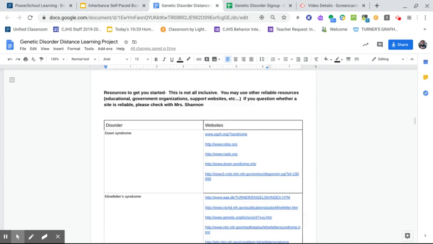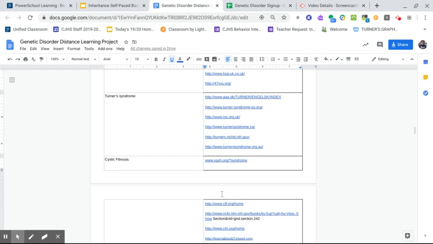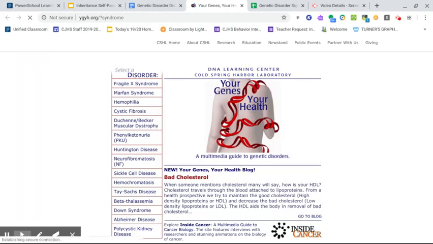And then down here, once you pick, and if you've already picked a disorder, I really hope that you saw that there were more pages on here. I believe for every disorder that I have listed, I have websites to start you off. This is not all inclusive. These are just a few websites to get us started. Some of them you'll see are very common. This is a popular one, Cold Spring Harbor Laboratory. They do a lot of research.